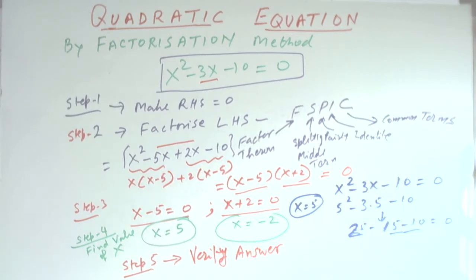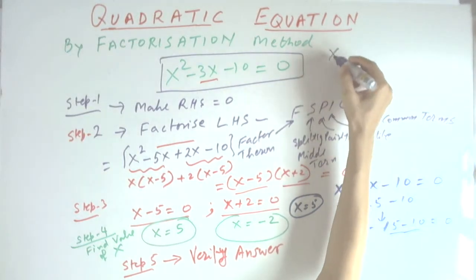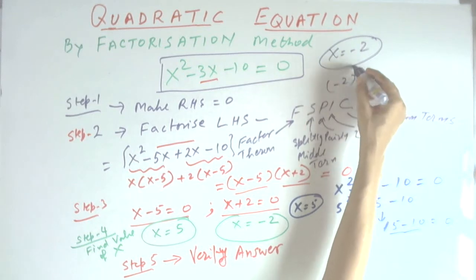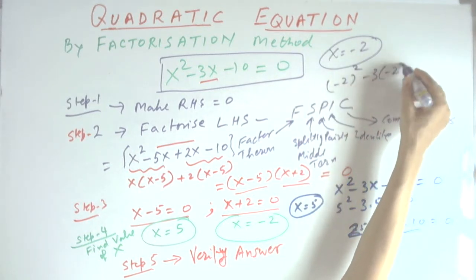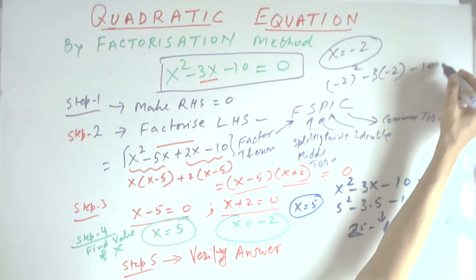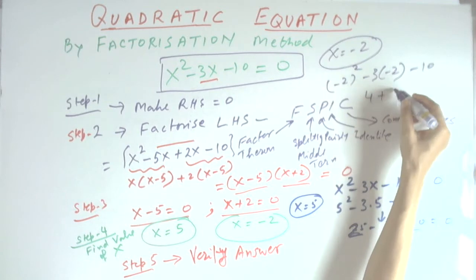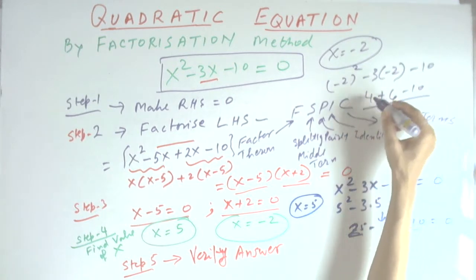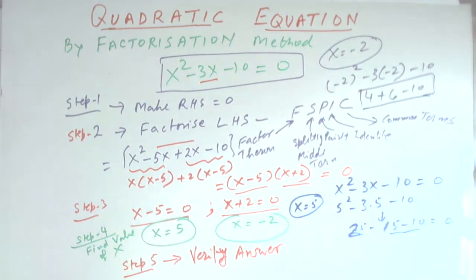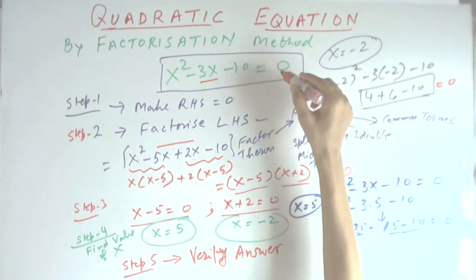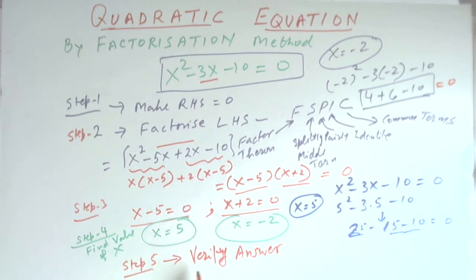Similarly, we can verify for x is equal to minus 2. How do we do it? X is equal to minus 2. So we put it in this. So this will become minus 2 square minus 3 into minus 2 minus 10. Minus 2 square is 4, and this will become plus 6 and minus 10. So 4 plus 6 minus 10, again this is coming to 0. 4 plus 6 is 10, 10 minus 10 is 0. So again it is verified. So step 5 is verify your answer.